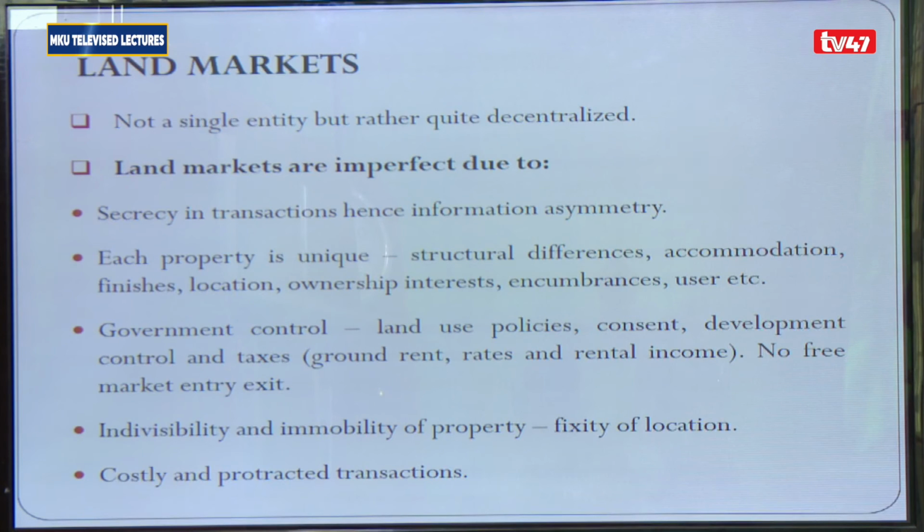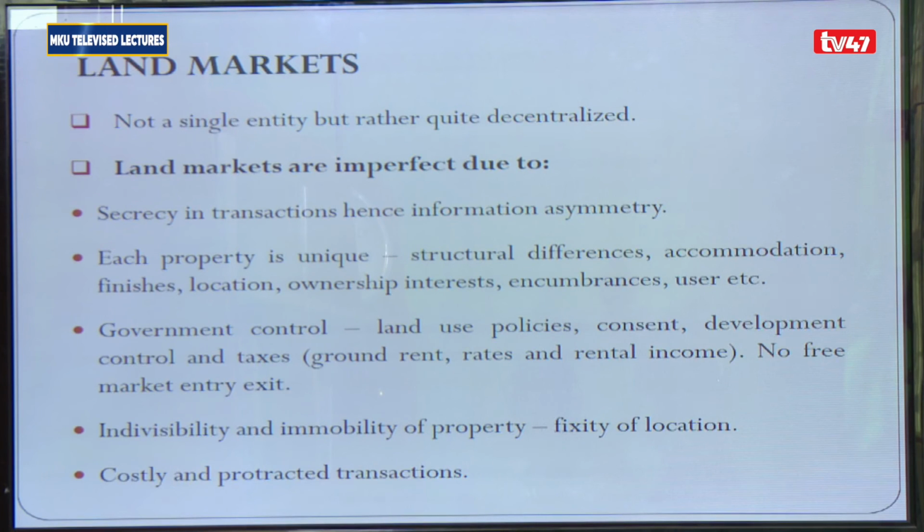Again, land markets are very imperfect because each property is very unique. Unique in terms of structural differences. They are constructed differently. They have different accommodation in terms of rooms and sizes. Finishes, variously finished. When we are talking about perfect markets, we talk about homogeneous products. But here we have very unique products. Other aspects include ownership interest, very varied, and encumbrances. These are the claims against title, which are also very unique. The users, commercial, residential, industrial, all these make property very unique and therefore very imperfect.